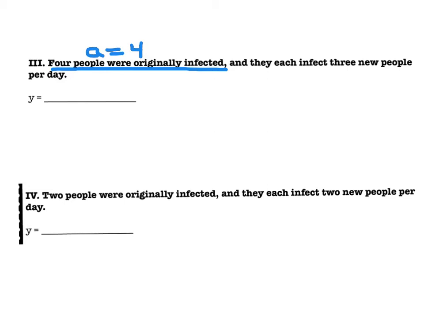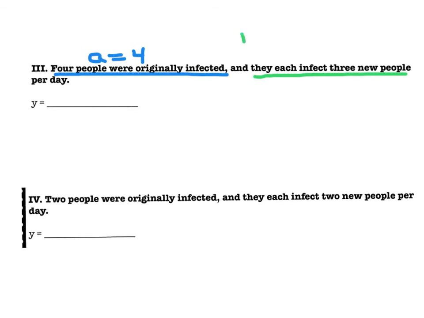Now it says that each of these infected 3 new people per day. So they each infected 3 new people. So then that means that they was them, which is the 100%, or the 1. And if they're infecting 3 new people a day, they're infecting 300% more, or 3 people. So our B value would equal 4.